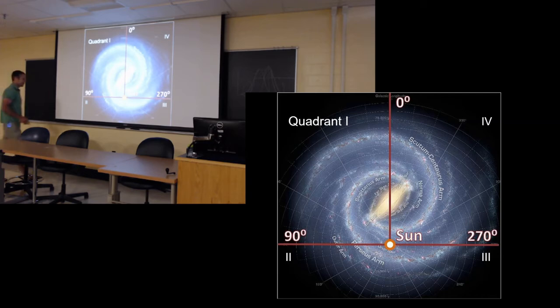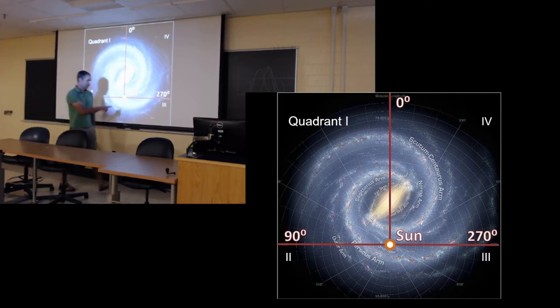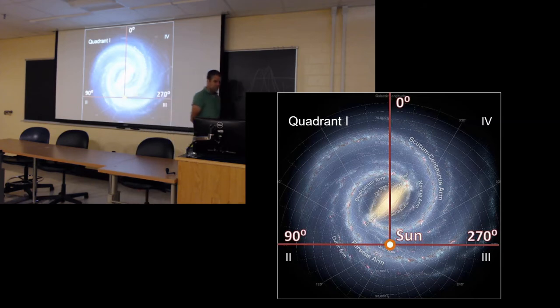If we're talking about the second from 90 to 180, or the third from 180 to 270, then we're looking at what's called the outer galaxy, where there's comparatively less happening. Less star formation, fewer spiral arms, less galaxy to look at.